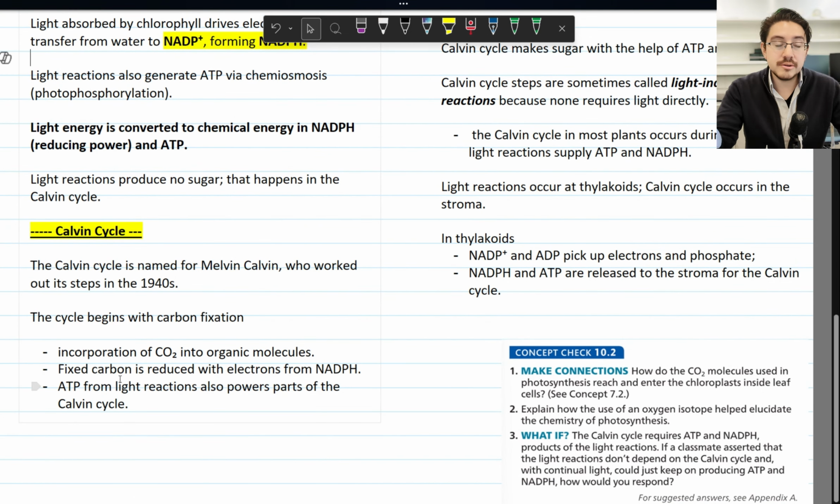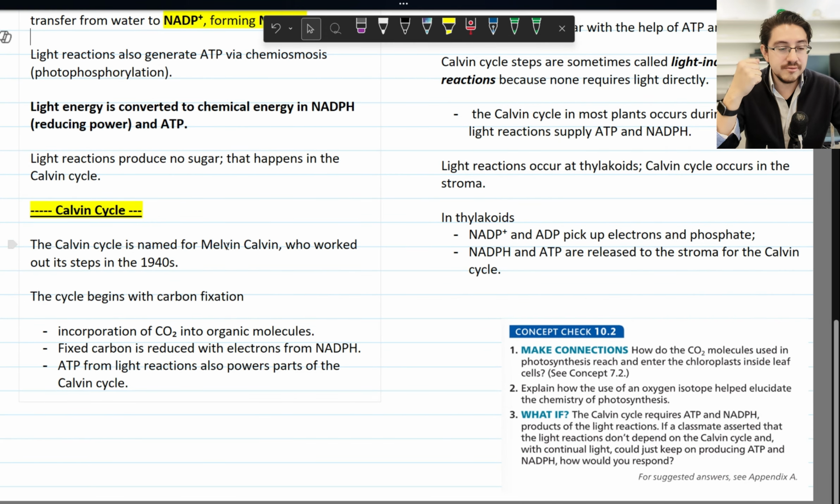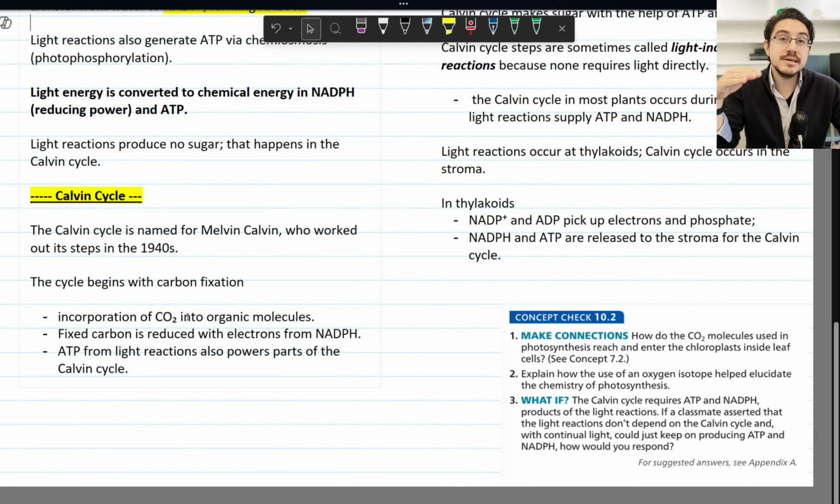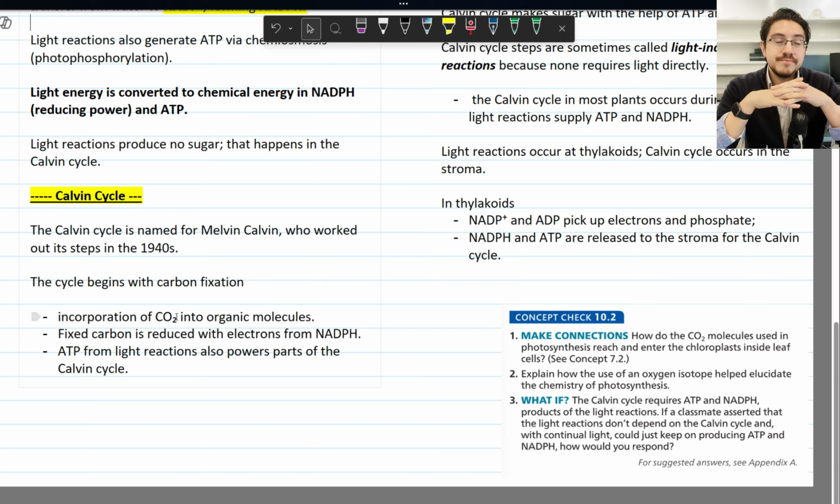This is the light independent reactions or the Calvin cycle. The Calvin cycle is named for Melvin Calvin, who figured out these steps in the 1940s. Interestingly, right? The cycle begins with carbon fixation. Again, we're going to see each of these stages in a lot more detail, just to give you a brief summary of what's to come. There's an incorporation of carbon dioxide into organic molecules, so it's very similar to cell respiration, right? Where you are getting acetyl coenzyme A coming into a series of molecules.